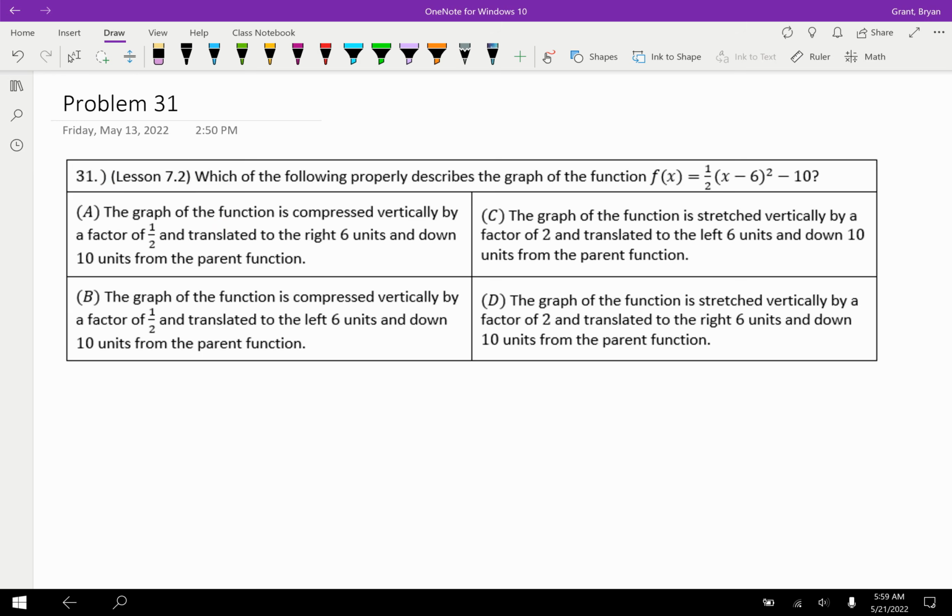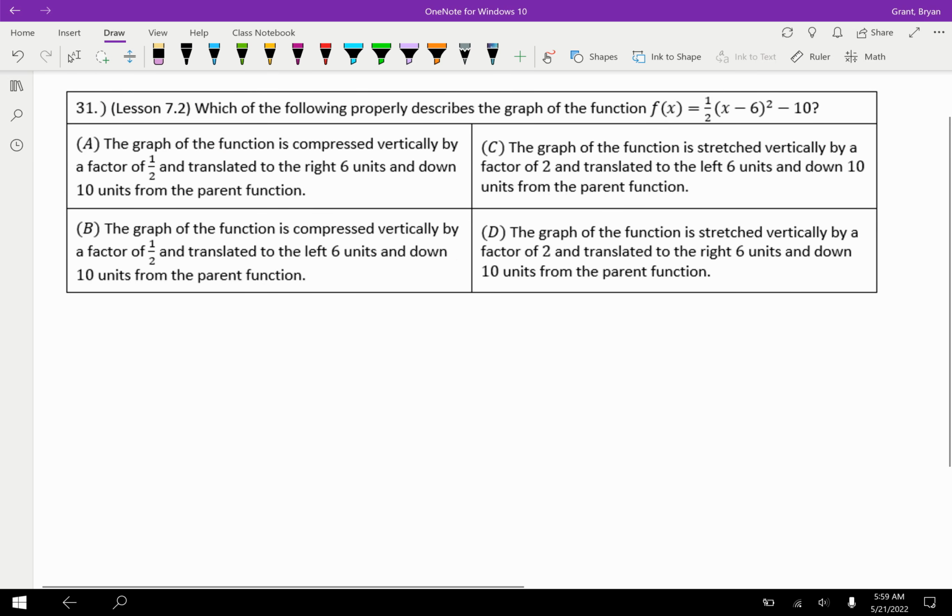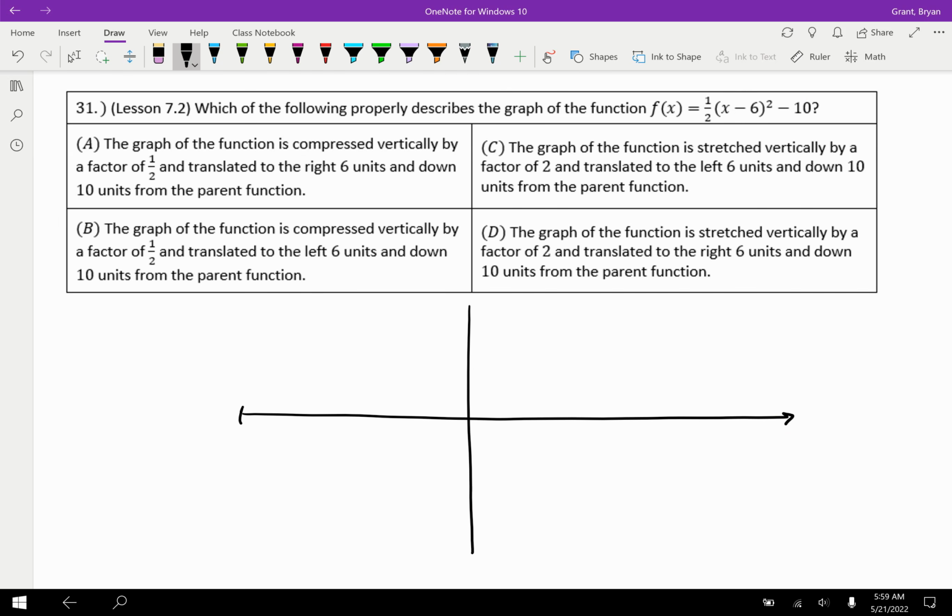They're asking which properly describes the graph of the function f(x) = 1/2 (x - 6)² - 10. Although you don't have to graph this, I think the graph will help us see a nice visual of what's going on. So I'm going to sketch a quick xy axis. Notice that I'll need 6 and 10 on here. And where are the 6's and the 10's?